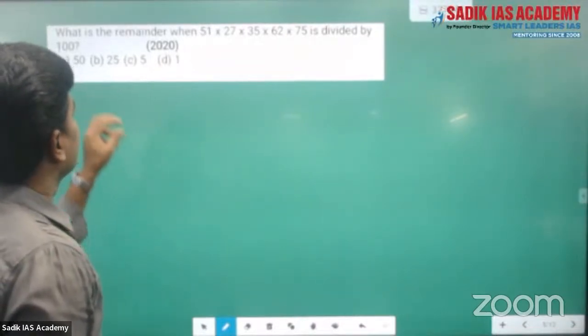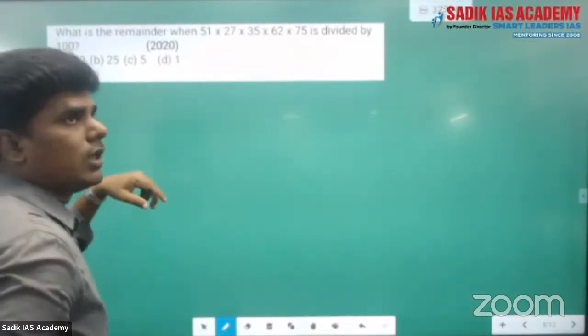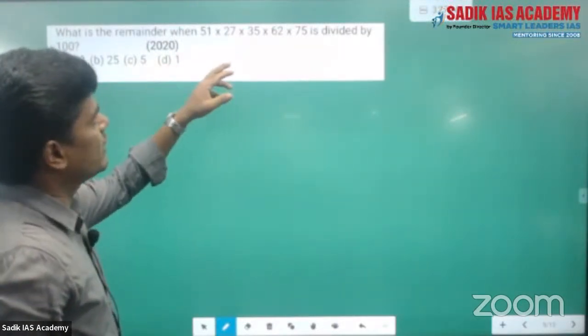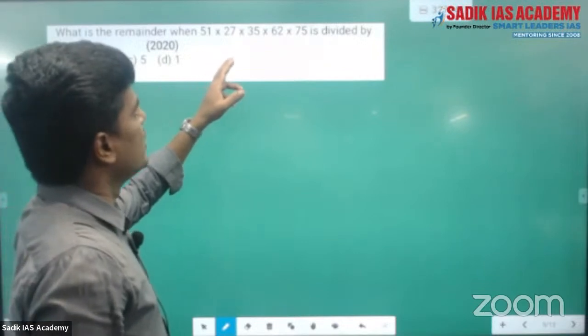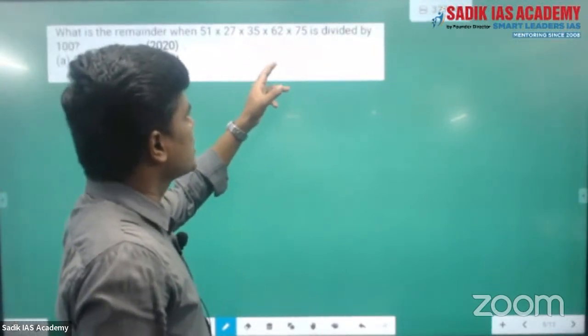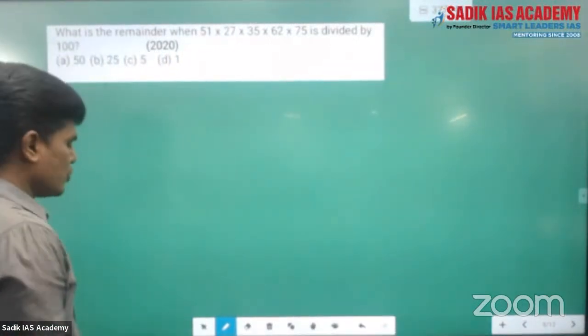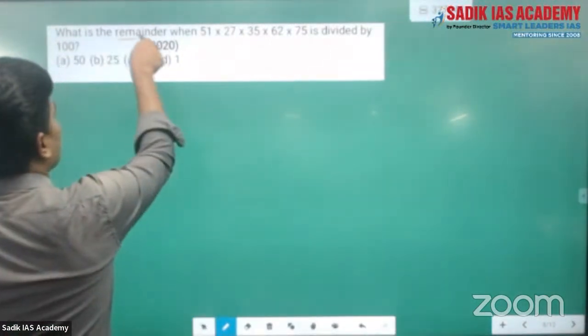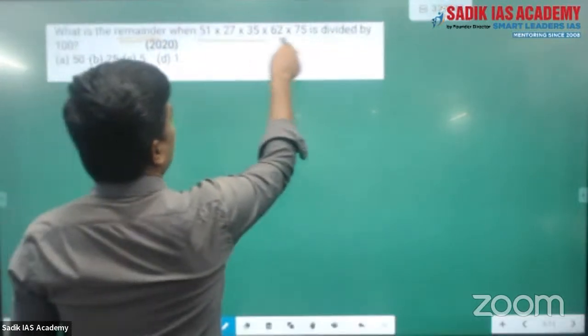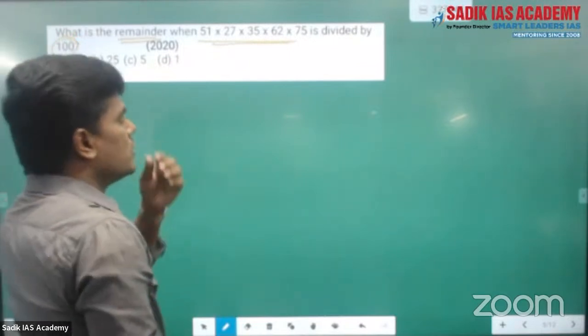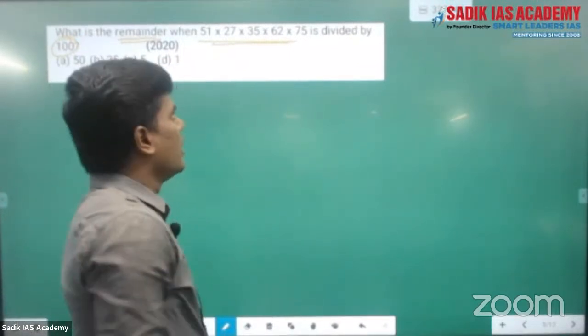So see this question, the next question. What is the remainder when these 5 numbers 51, 27, 35, 62, 75 multiplied together is divided by 100? So you are asked to find what? The remainder when this number is divided by what? 100.